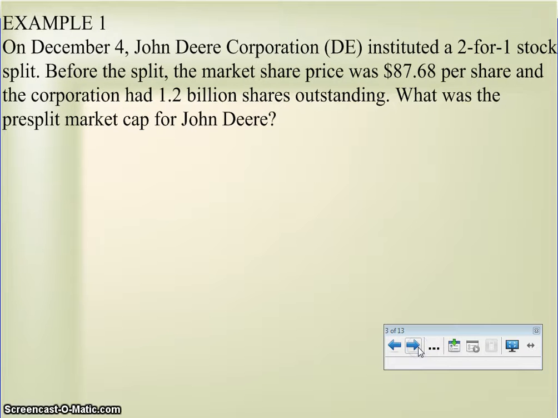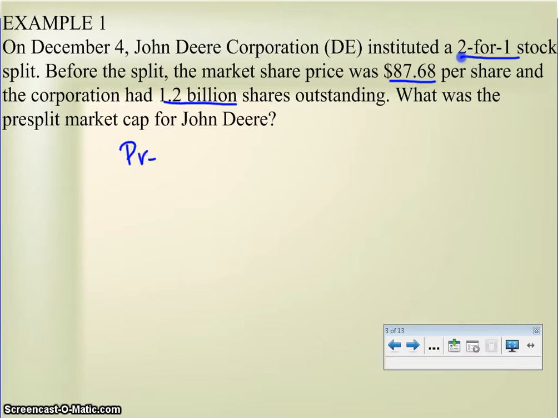Looking at our first example, on December 4th, John Deere Corporation instituted a 2-for-1 stock split. Before the split, the market share was 87.68, and the corporation had 1.2 billion shares outstanding. What was the pre-split market cap for John Deere?